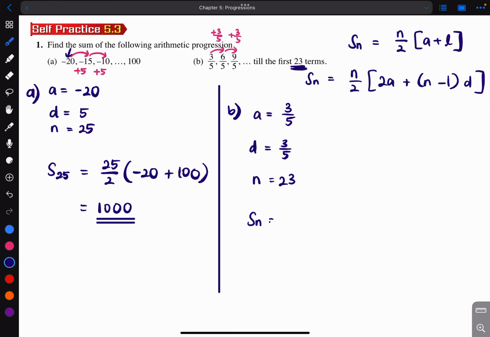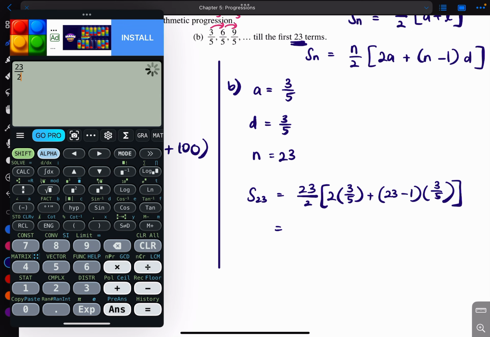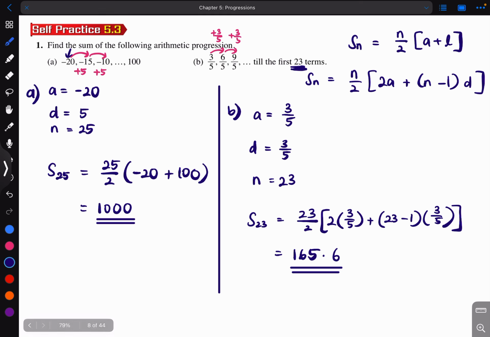Okay, so let's sub all of this into this equation. So Sn, or specifically S23, is 23 over 2, 2 times A plus n minus 1 D. 23 over 2, 2 times 3 over 5, plus 23 minus 1 is 22 times 3 over 5. You get 165.6. So the sum of the first 23 terms will be 165.6. That's it.